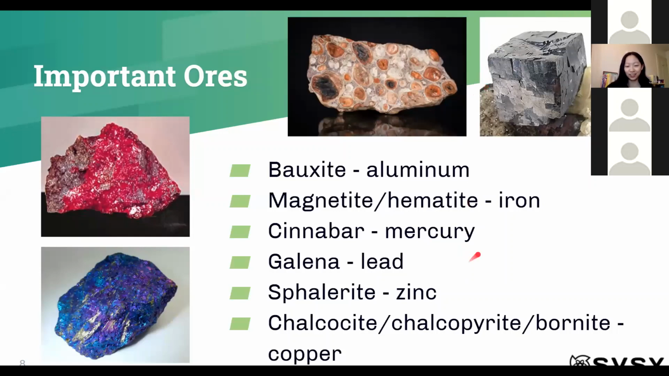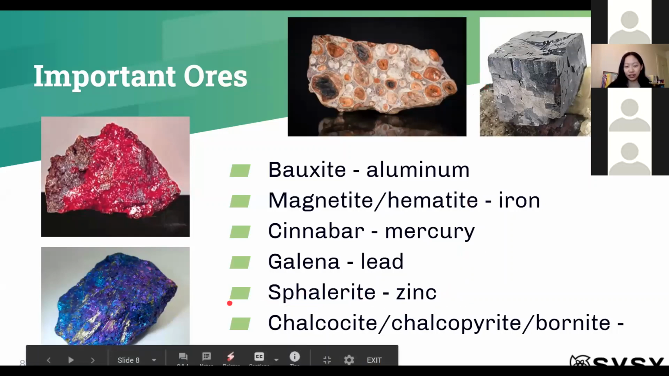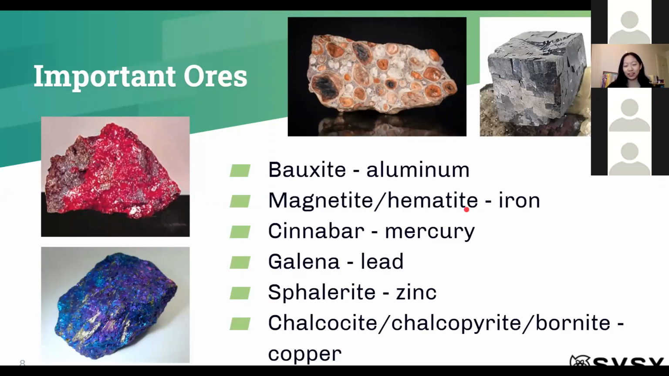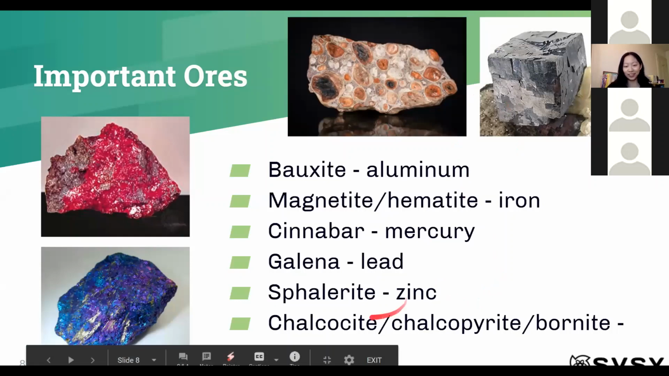Okay, sphalerite next is an ore of zinc. I didn't put a picture of it, similar to magnetite and hematite, because it looks kind of boring. It kind of just looks like black crystals. It's not very notable, so I'll move on.